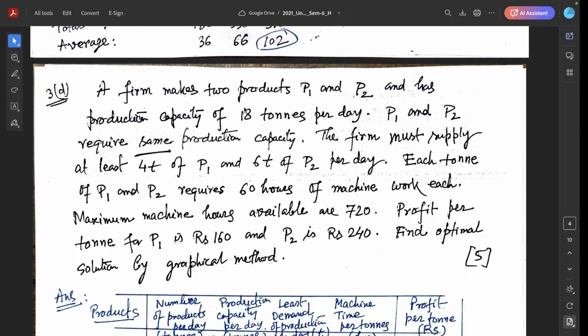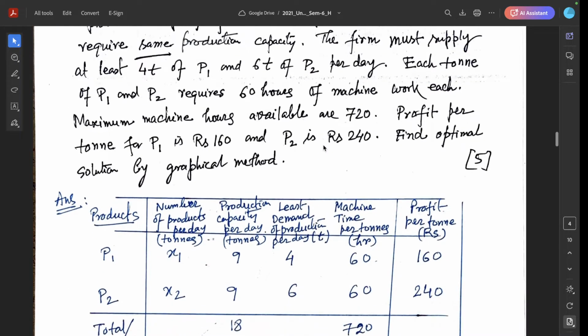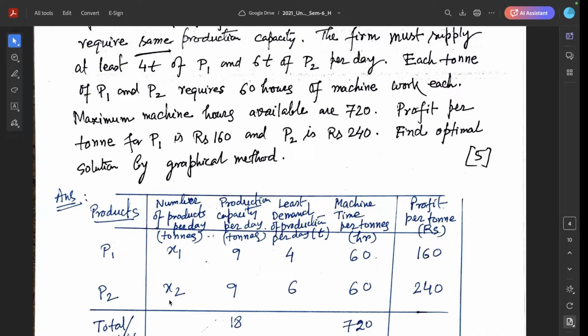Next question. A farm makes two products, P1 and P2, and has a production capacity of 18 tons per day. P1 and P2 require the same production capacity, so P1 production capacity is 9 tons and P2 production capacity is 9 tons. We set x1 and x2 as the number of products per day in tons: P1 products x1 tons per day, and P2 products x2 tons per day.